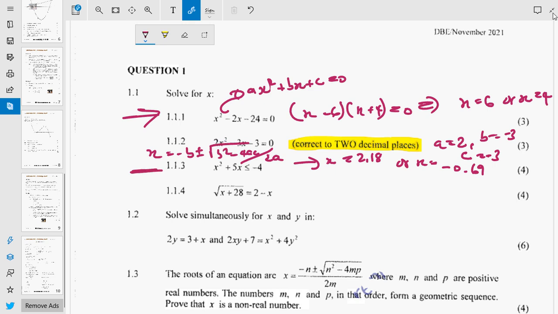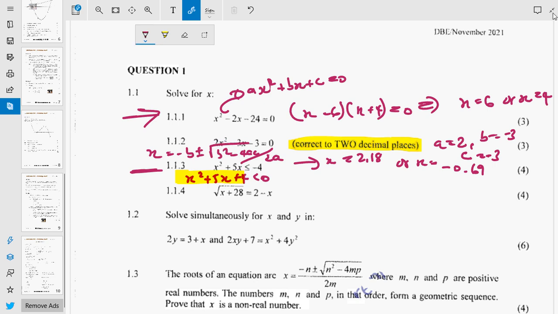Now the next type of question where we are required to solve for x is an inequality. So the first thing here, you're going to write it in the standard form, which will be x squared plus 5x plus 4 is less than 0. What the examiners are looking for are the values of x for which this quadratic expression is less than 0.